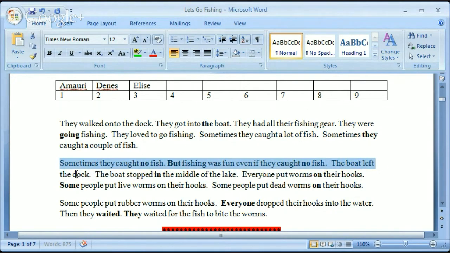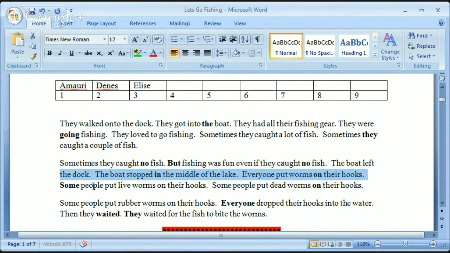The boat left the dock. The boat stopped in the middle of the lake. Everyone put worms on their hooks. Some people put live worms on their hooks. Some people put dead worms on their hooks. Some people put rubber worms on their hooks. Everyone dropped their hooks into the water. Then they waited. They waited for the fish to bite the worms.